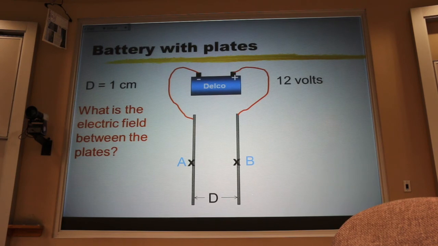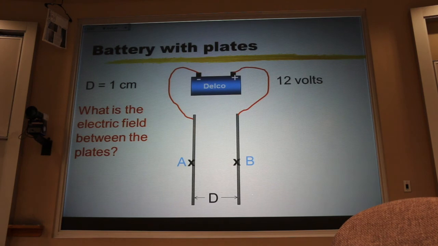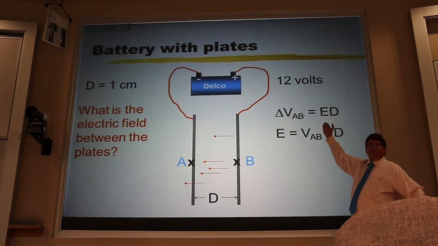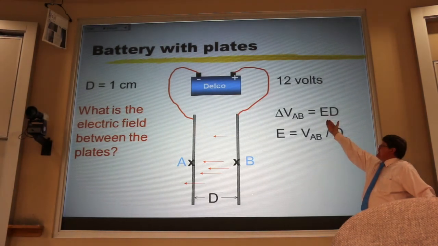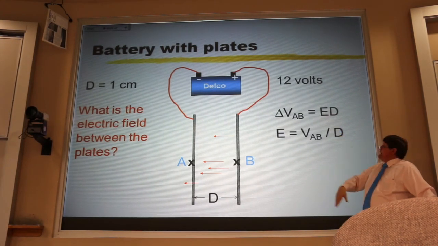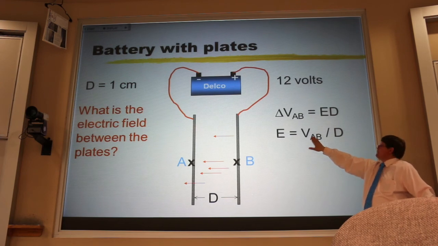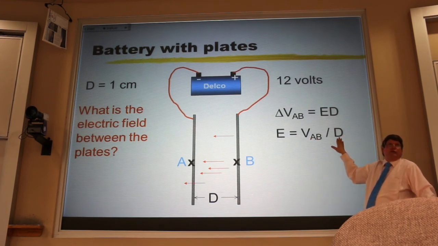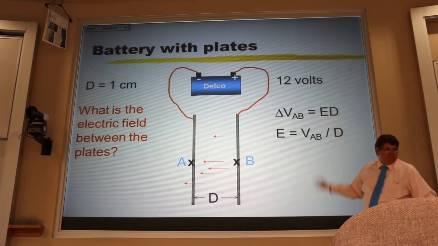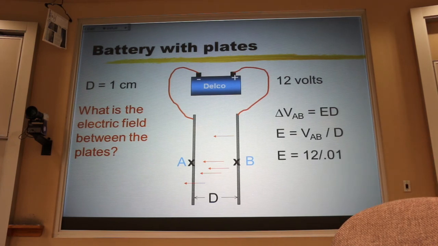And that's evil. Why is it evil? Because the distance doesn't matter. It doesn't matter where you are between those plates. My electric field is going to be the same at all of those locations, and it's going to be given by the equation. If I solve this equation for E by dividing both sides by d, I just get the voltage, which is 12 volts, divided by the distance between the plates, which is 1 centimeter, 0.01 meter, and I get 1,200 newtons for each coulomb.